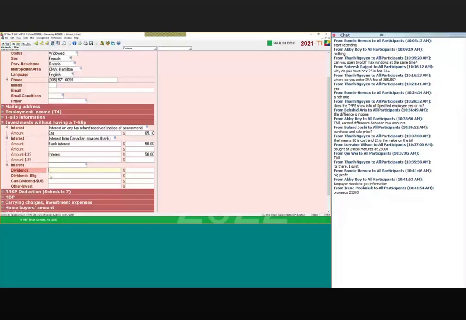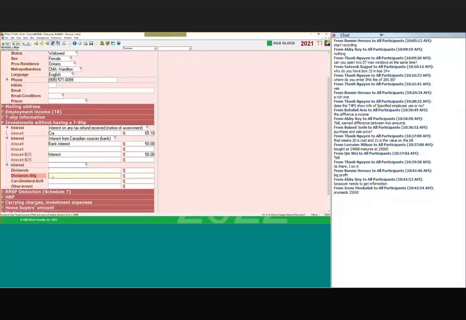So it's not going to calculate it for you. You have to gross it up. You can't put the actual amount in. You actually have to put it in by calculating it. And it's actually listed in your TPS manual, how to calculate it. So the gross up rates are 115 for regular dividends, and the other ones for the eligible dividends are 138.